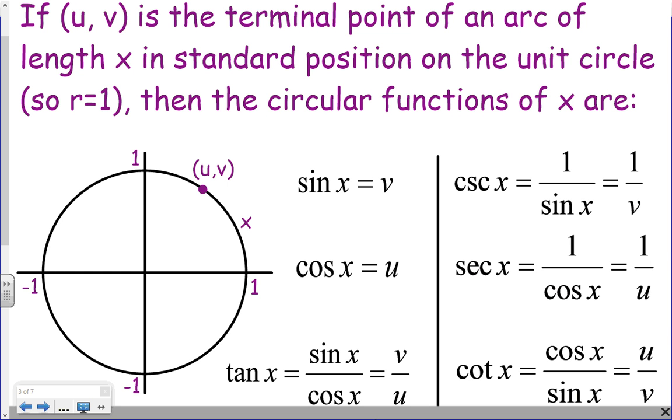This is our definition of what it means to be a circular function. Notice that we're defining a point (u, v) that's a terminal point on some arc on the unit circle. We're not tying it to a terminal side of an angle. We're getting rid of this idea of having to stick to working with just angles, but rather we're measuring this angle, or this arc length x in this sketch.